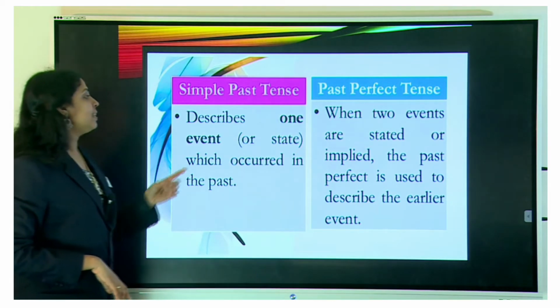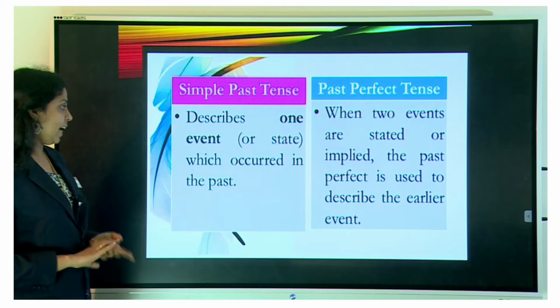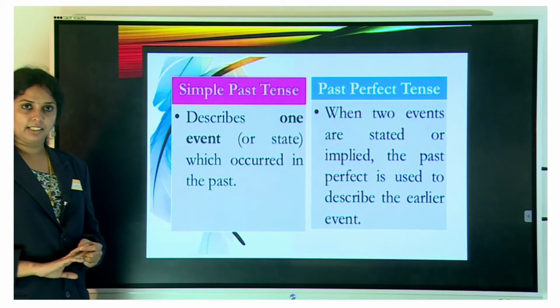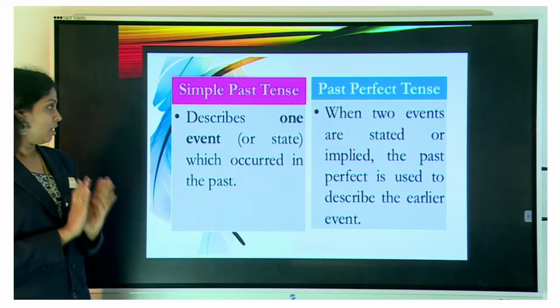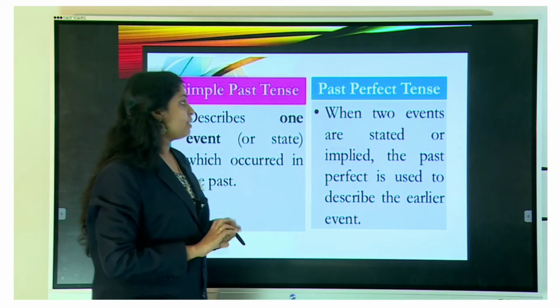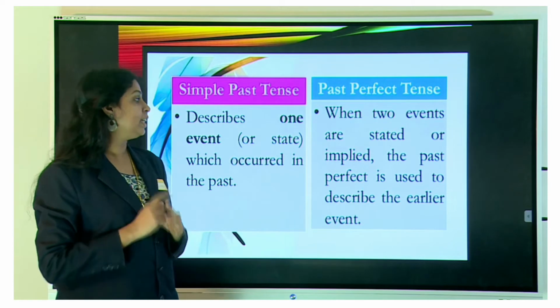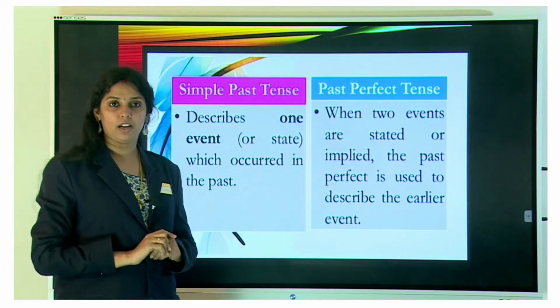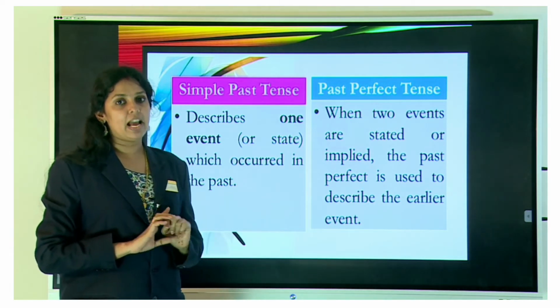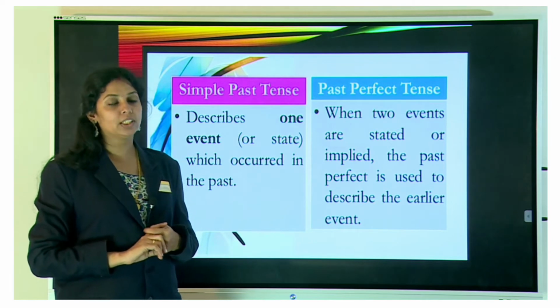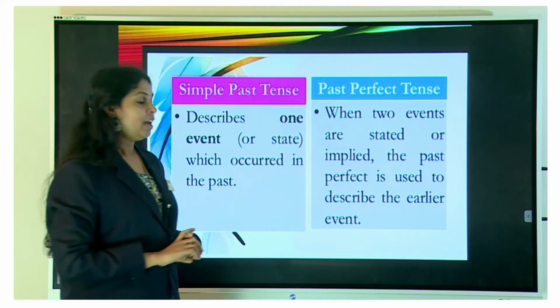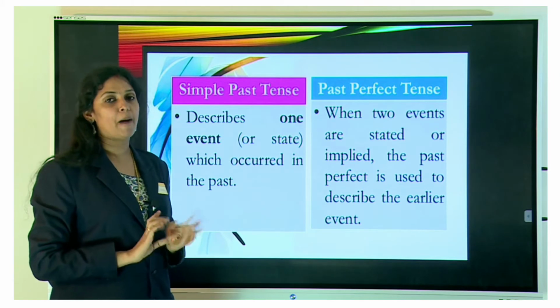Simple past tense describes one event or state which occurred in the past at a definite time. Past perfect tense: when two events are stated or implied, the past perfect is used to describe the earliest one. So which event happened first? There we have to use past perfect tense. Let us see some more examples for past perfect tense.